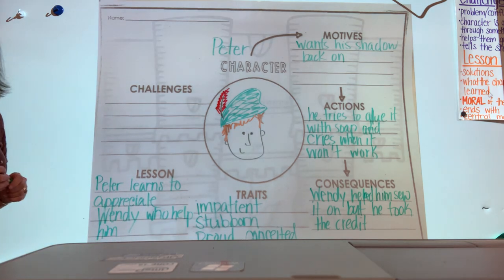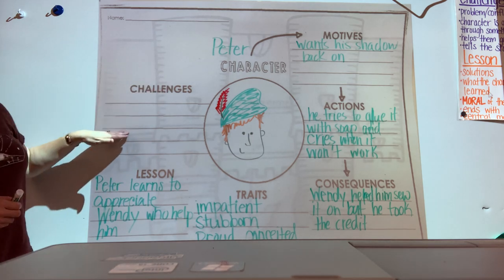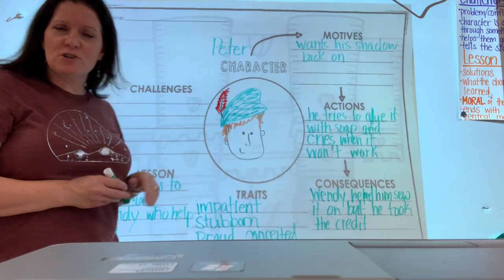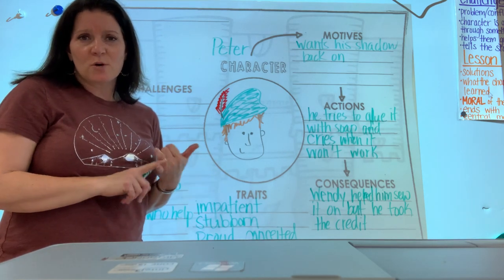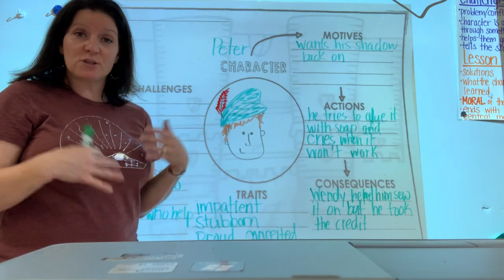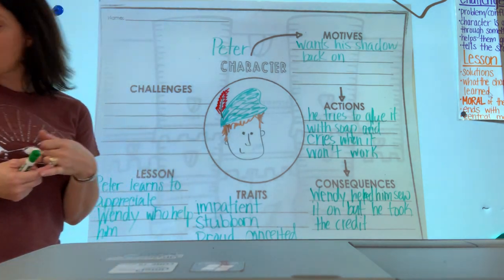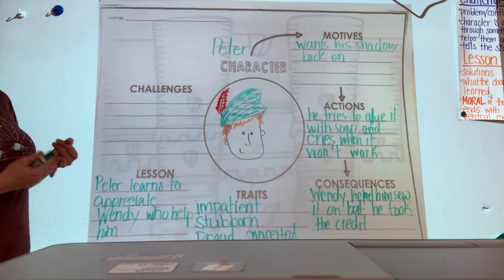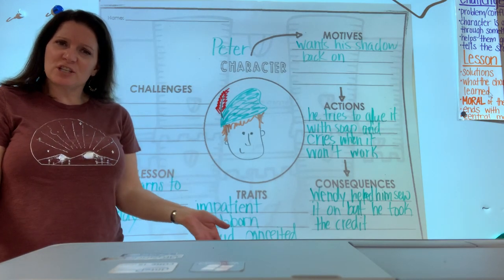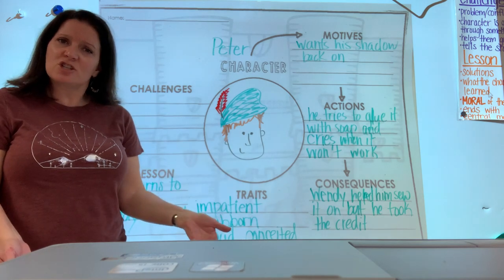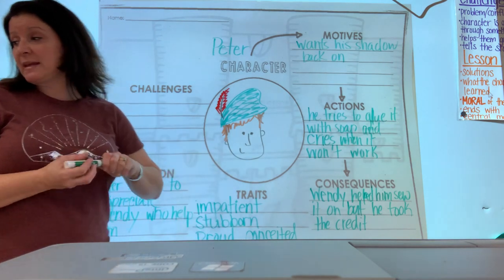Now, when I look at my character analysis chart, I'm still missing the challenges here. Peter has a few challenges in this story. We know a few things about him. We know he lives in a faraway place, so he's not where he normally is. We know that he doesn't have a mother. And we also learn that he doesn't really know everything. He doesn't know about his shadow. He doesn't know how to get his shadow back on. He doesn't know what sewing is.